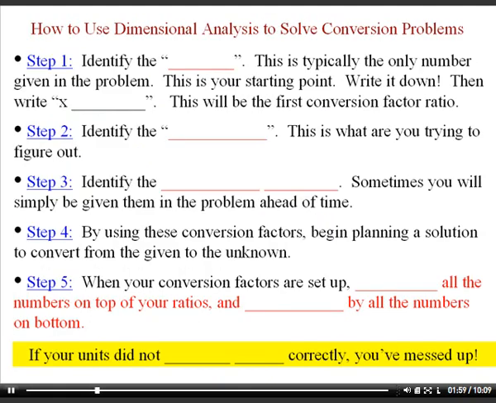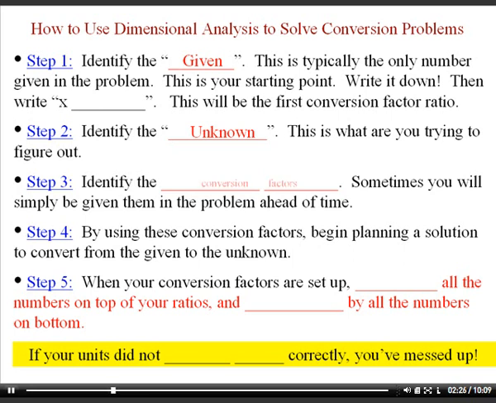Now, on the second slide, we have 5 steps to follow when you do a dimensional analysis conversion problem. The first step is to identify the given, and this is typically the only number given in the problem. That's your starting point, so you write that number down, and then you put a little times line, which is going to be our conversion factor ratio. Then the second step is to identify the unknown, so you figure out what you're trying to get to. For example, when you're going from weeks to seconds, the given is 3 weeks, and the unknown is the number of seconds.